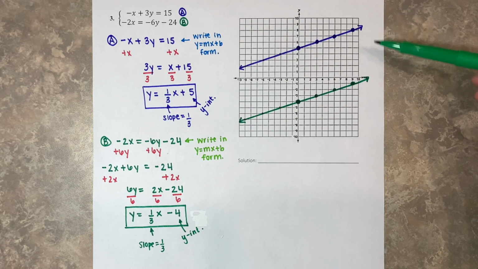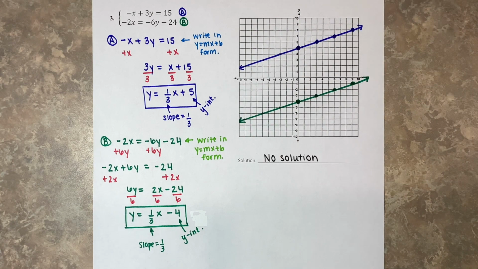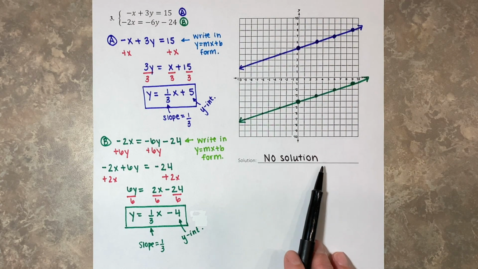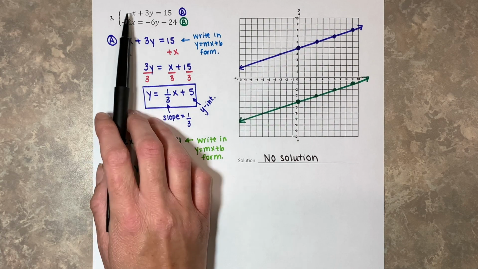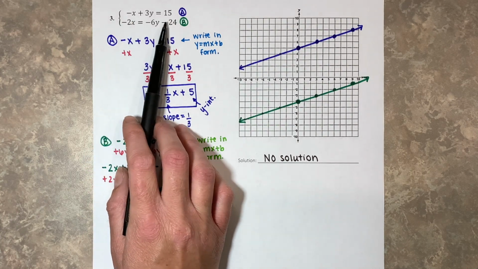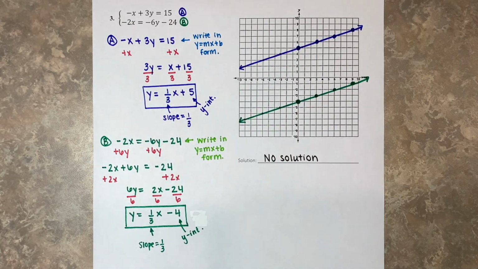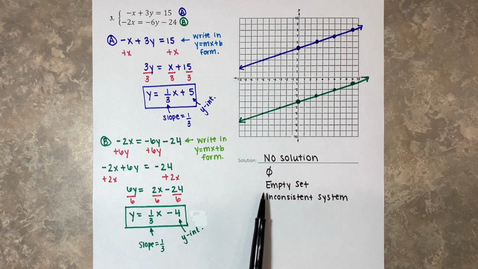So since there is no intersection point, that means that there is no solution. In other words, there is no ordered pair that would simultaneously satisfy both equations. For problems where there is no solution, you can either write out the words "no solution," or here are some other correct ways to write your final answer when there is no solution.